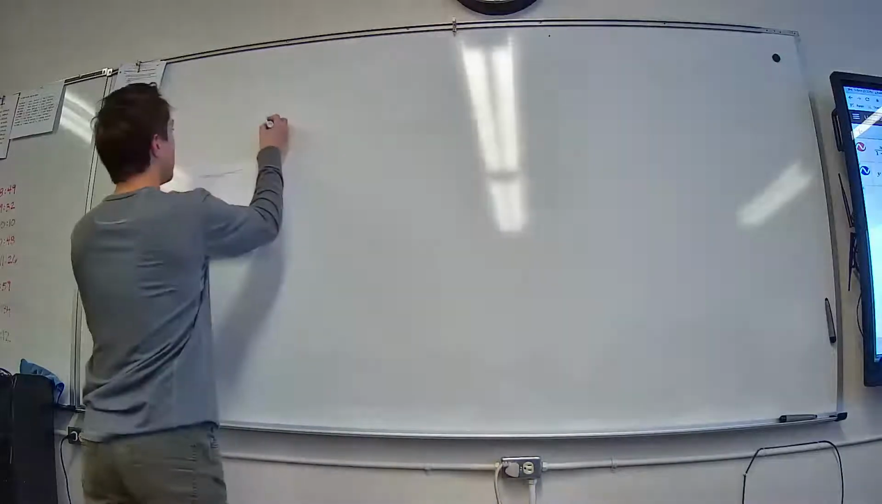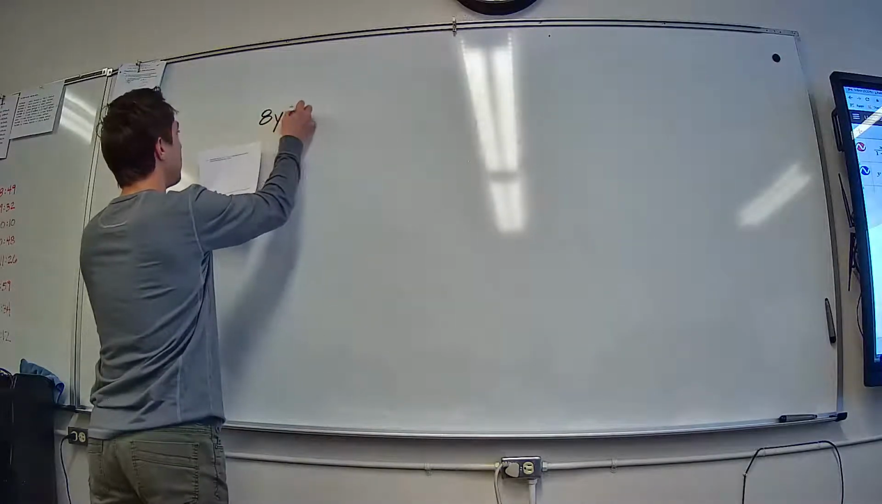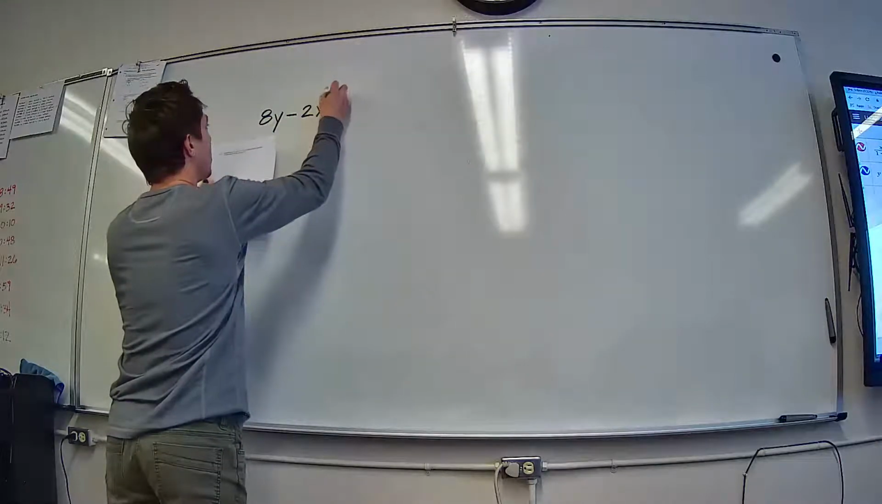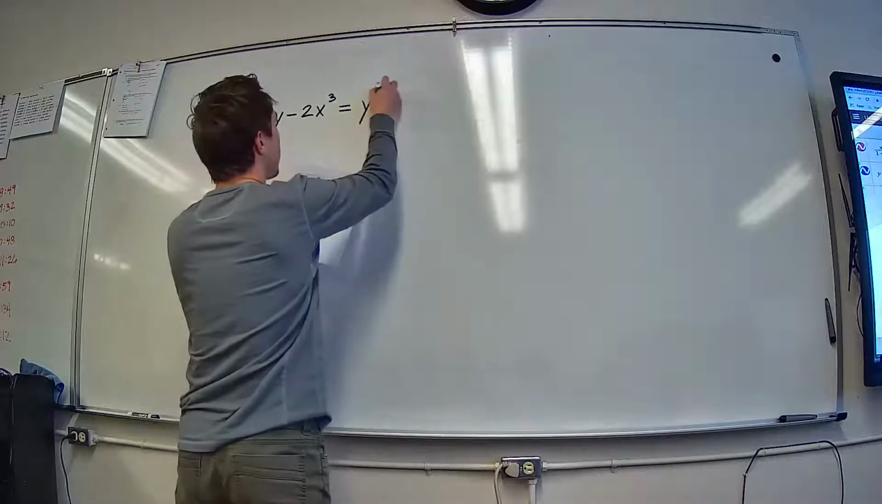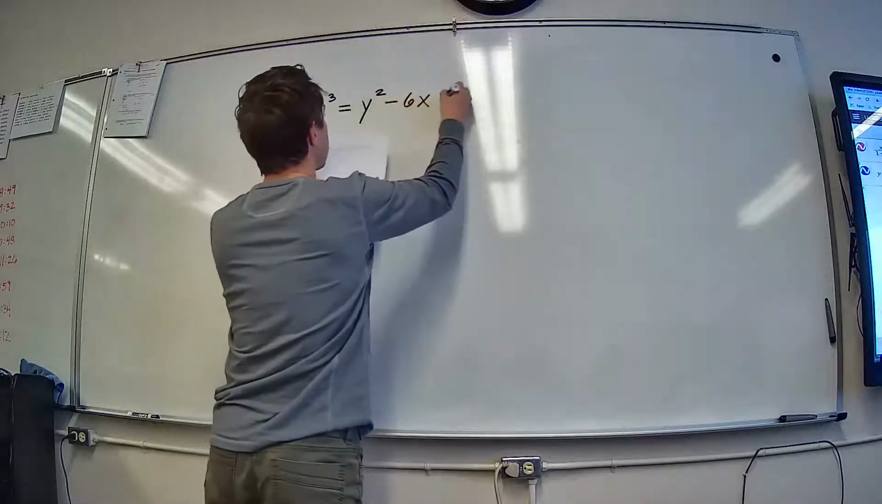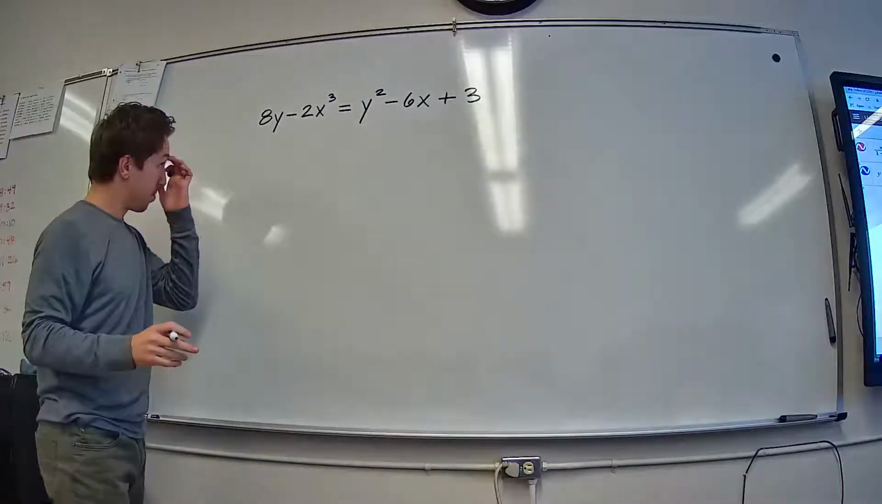8y minus 2x cubed, y squared minus 6x plus 3. Great. Okay.